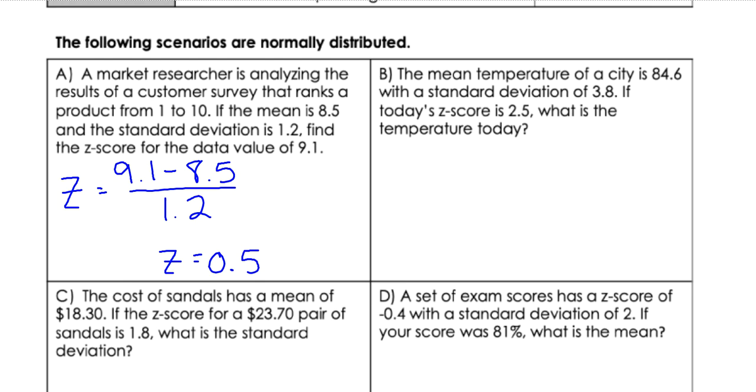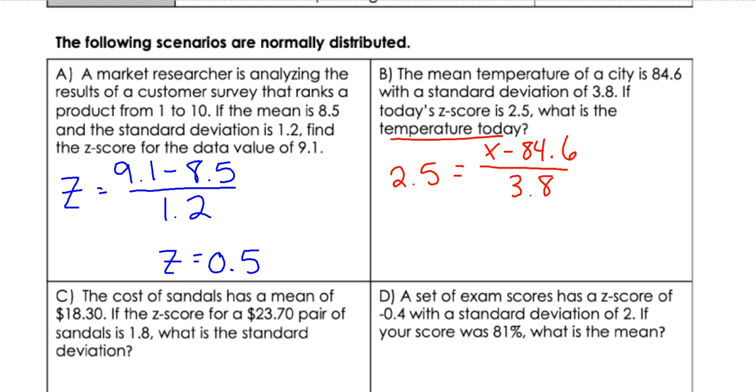Okay, so for our next example, the average temperature of a city is 84.6 degrees with a standard deviation of 3.8. If the z-score is 2.5, what's the temperature today? So we have to figure out what they are asking about. In this case, they are asking about the temperature today, which is our data point. We know the z-score is 2.5. So we need to find the data point that is going to give us that z-score. So we're going to plug everything else into our z-score formula, and we're going to solve it.